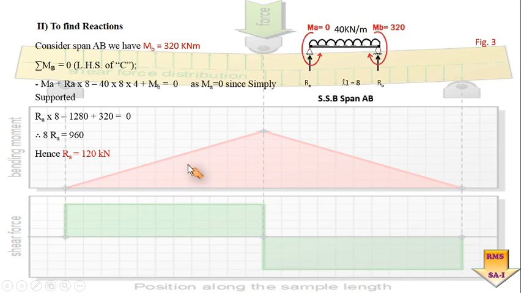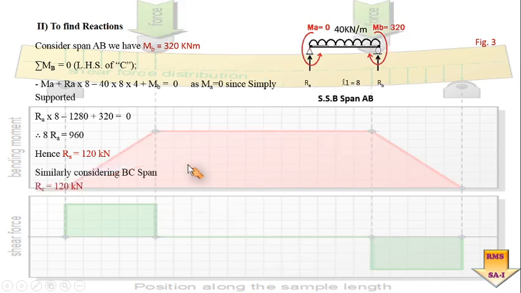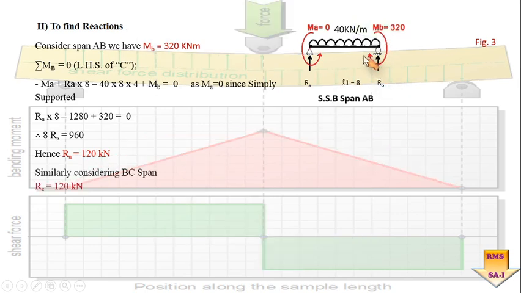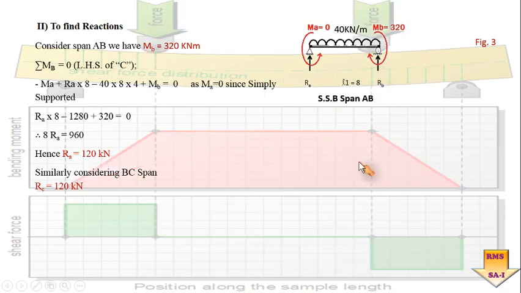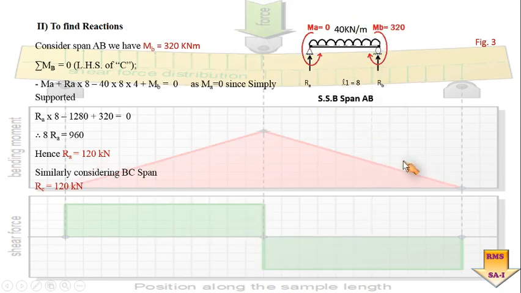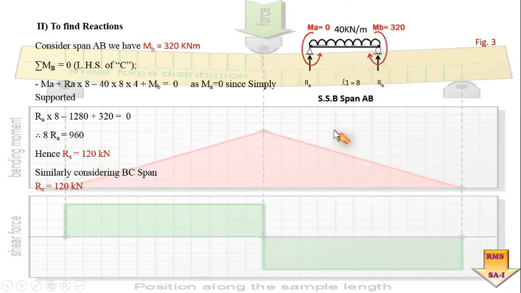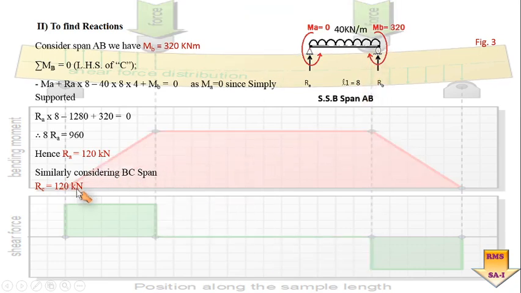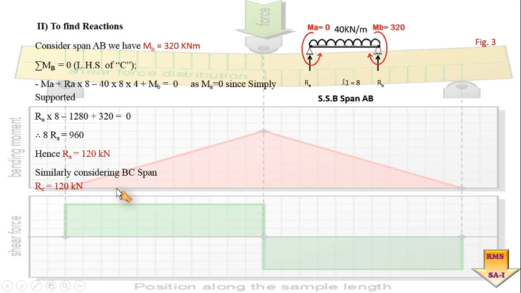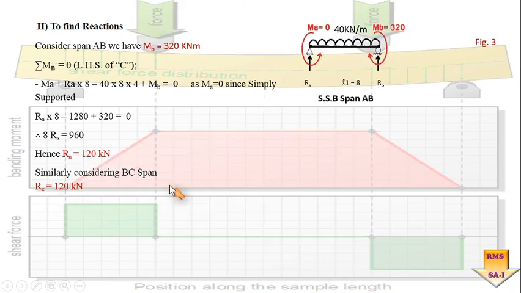Similarly, we can do the same for the other part of the beam, that is beam BC. We can draw the free body diagram of span BC and we can take a moment about point B, and we can work out the value of RC. So here RC we are getting equal to 120 kilonewton.